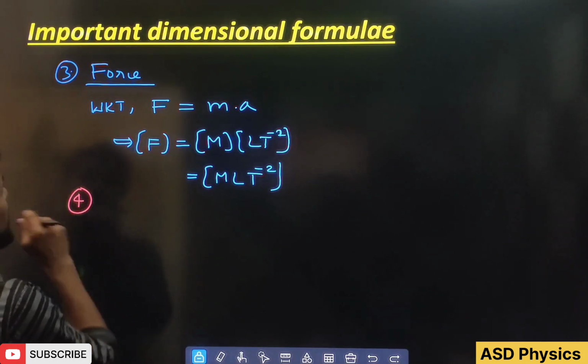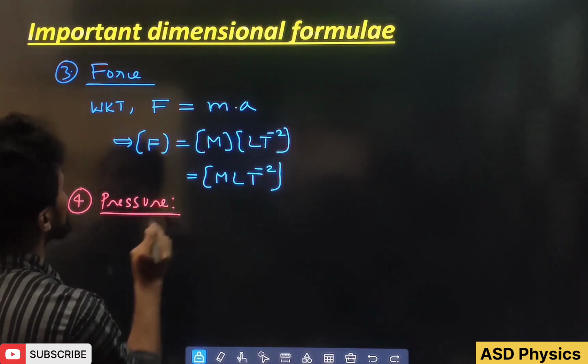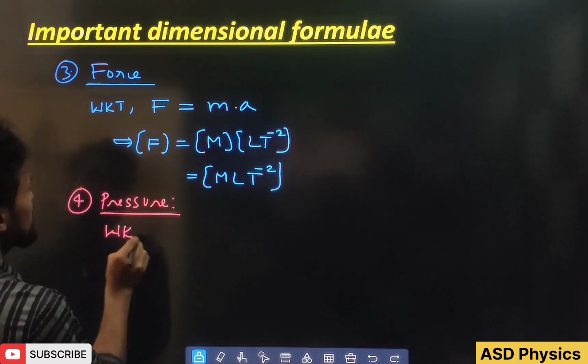After that, students, fourth one. Force we have done. Let's take for example, I am going to do the pressure. What is this? Pressure. Again, students, you know very well what the pressure is.